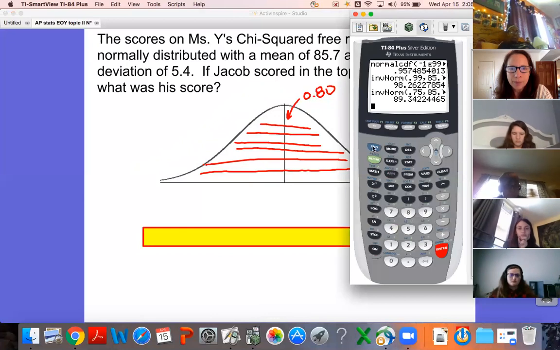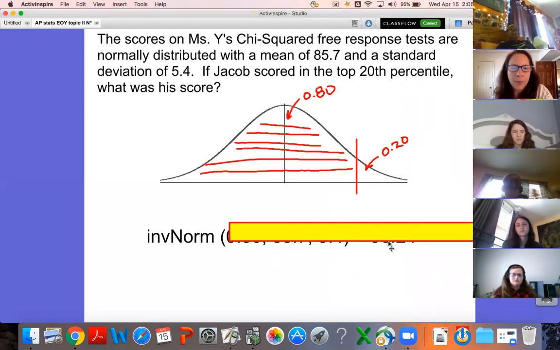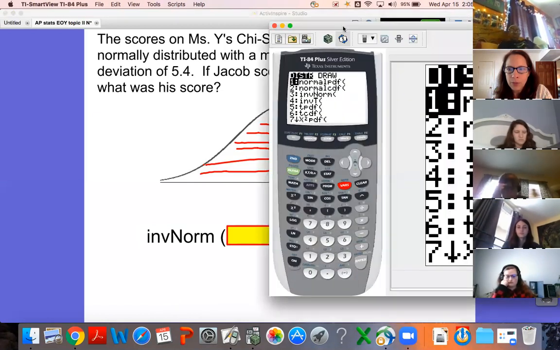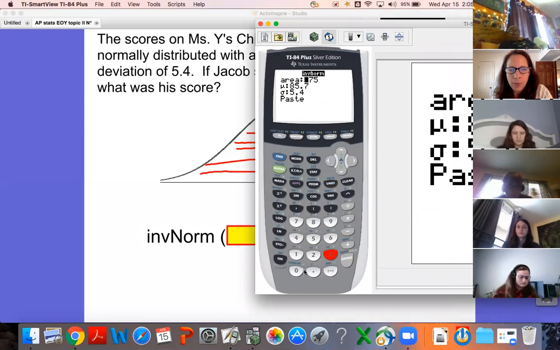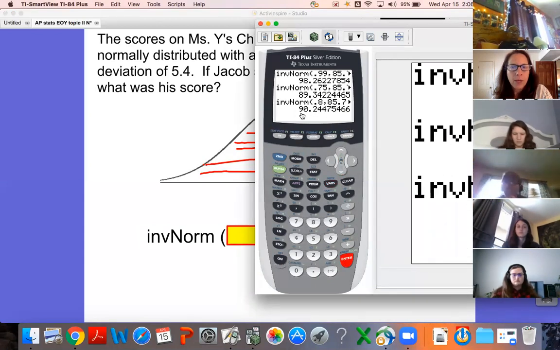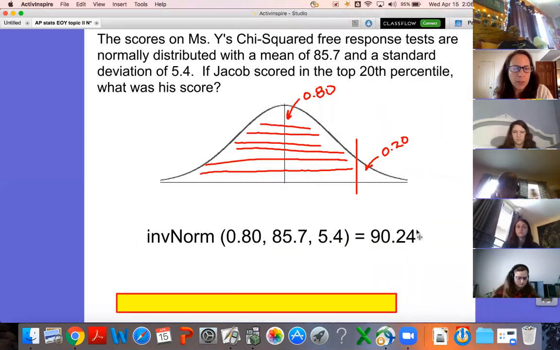So we're going to go back and we're going to say second vars. Should I do normal CDF or should I do inverse norm? I'm looking for this number. Inverse norm. All right, let's try an inverse norm. Yep, that's exactly what we're doing. So I'm going to do inverse norm, 0.8, same information. Okay, so his score would be a 90.24 if he was in the top 20 percentile.